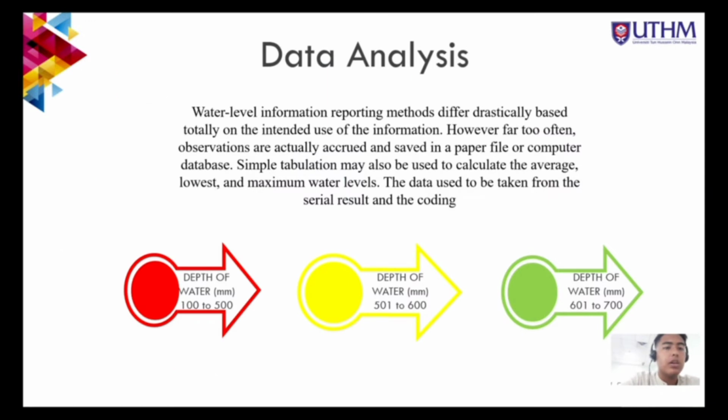So here are three colors, which are red, yellow and green. For the red color, it will turn red when the water level sensor is in the water about 100 to 500 millimeters. But if we go further than that, 501 to 600, the LED will change to yellow, and more than that, 601 to 700, the green LED will light up. This shows that the water level sensor is submerged fully in the water.